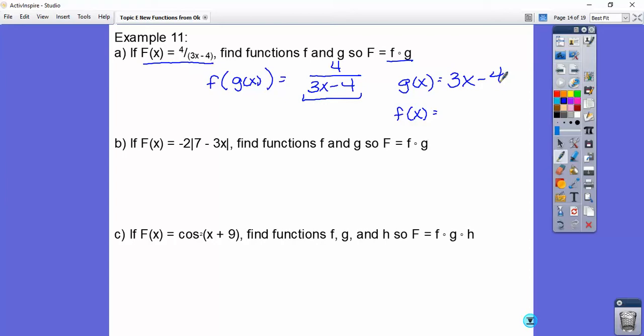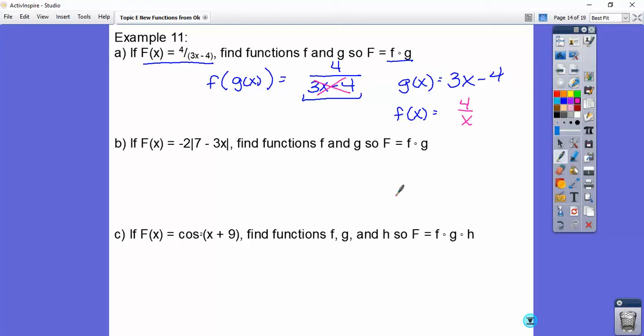Then, if you think about a composition, you take something and you replace the x. So when we're working backwards, I think about, okay, if I took that out, that's my g, if I took it out and put an x back there, you're left with 4 over x. That's one possible answer. There are others. I usually just go for the easiest answer.